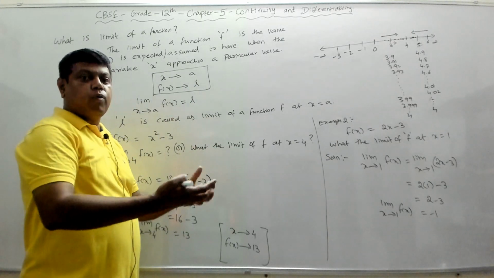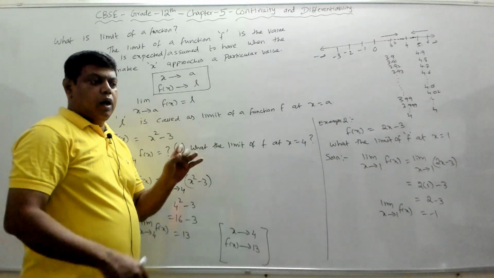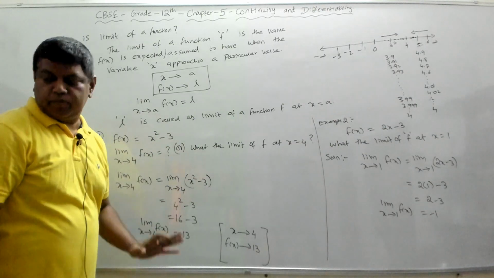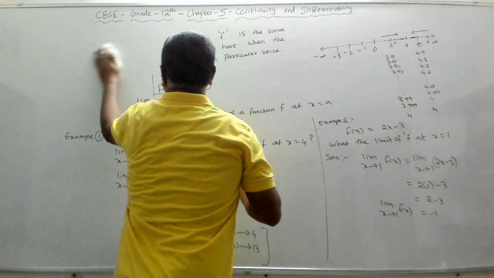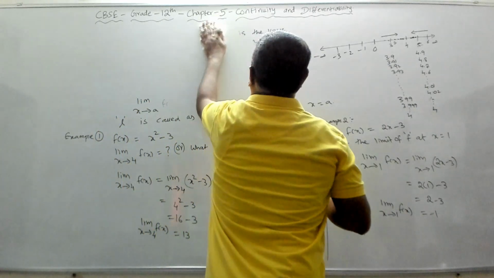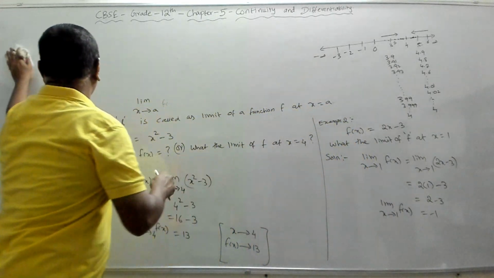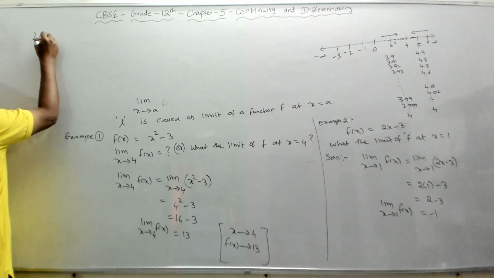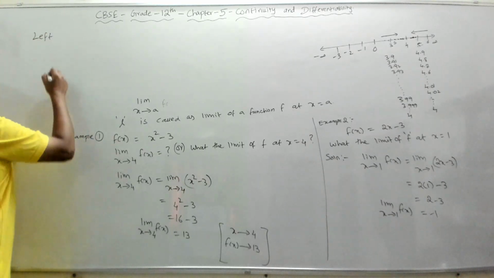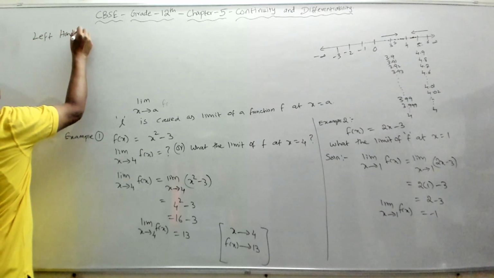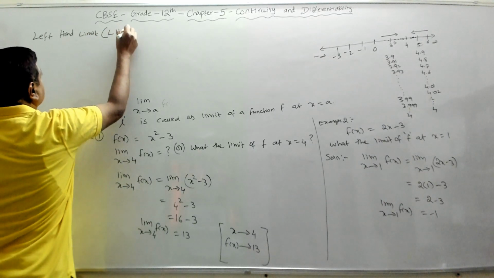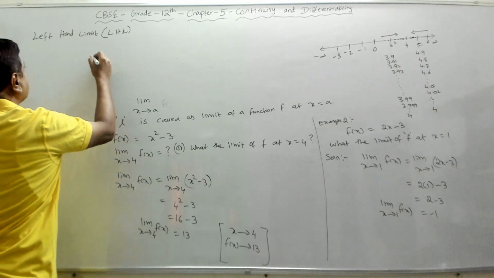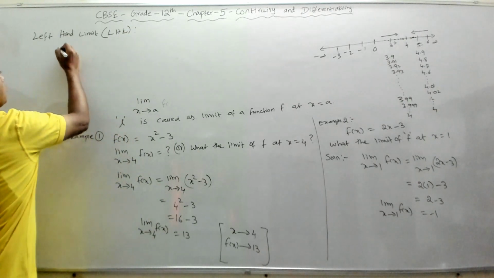Now let's try to understand what the left hand limit is, what the right hand limit is, and how they are related to the limit. Right? So now we'll try to understand what is called the left hand limit of a function. In short, we call it LHL. Left hand limit.